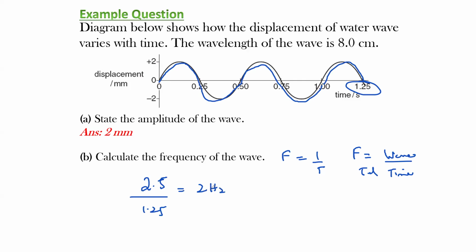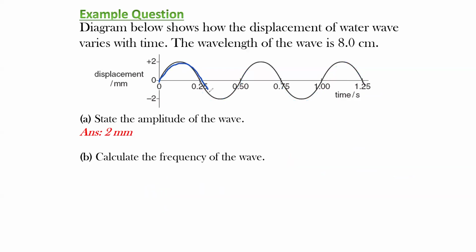That's the frequency. Or we can also first find the time period. Time period is the time to complete one vibration. So the time period is 0.5 seconds. If I need the frequency, frequency is the reciprocal of the time period. So 1 divided by half. So the frequency will be 2 hertz. So it will give the same result.